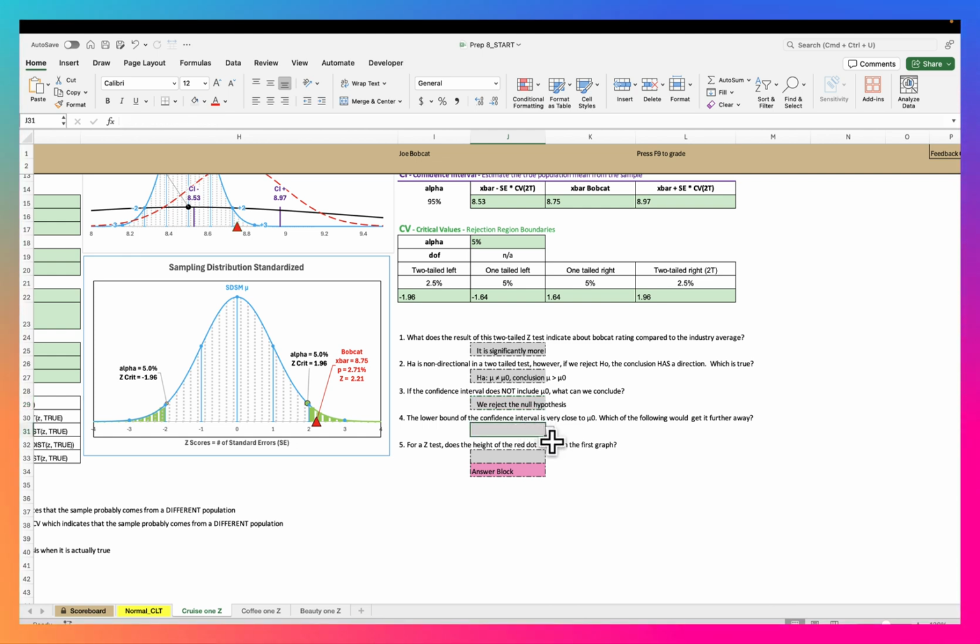The lower bound of the confidence interval is very close, right? See, look at it, it's almost touching mu 0. Which of the following would get it further away? This is a great question. What would you have to do effectively to squeeze the confidence interval closer around that sample mean? And the solution to most of these questions, when we ask you how could you make things better, is to increase the sample size.